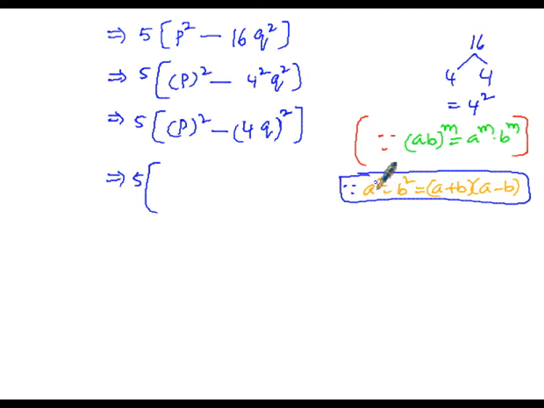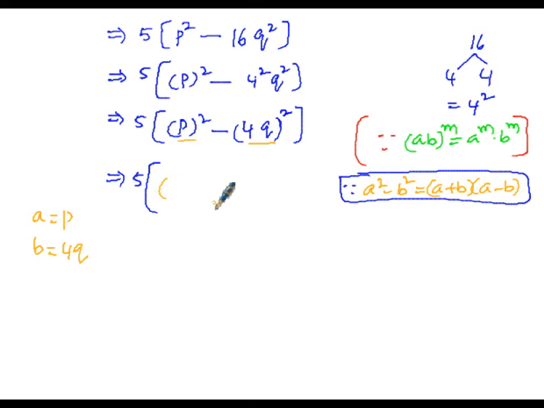So here a square stands for p square, and b square stands for 4q square. So here we can express a as p and b as 4q, and it is in the form of a square minus b square, that is p square minus 4q whole square. Then the result will be a plus b into a minus b. So we can express p square minus 4q square as the factors of a plus b into a minus b.